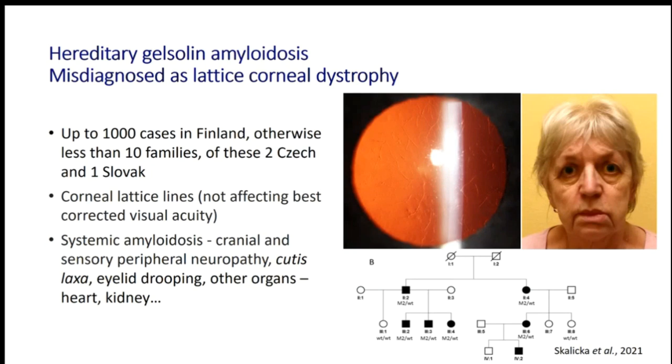The patients need to have regular checks of the heart, kidney, etc., and then they can get some help with cutis laxa, eyelid drooping, and peripheral neuropathy. One of the members of this family was suspected of abusing alcohol, which he did not. He just had peripheral neuropathy, and nobody knew what the cause was until we performed the genetic testing.